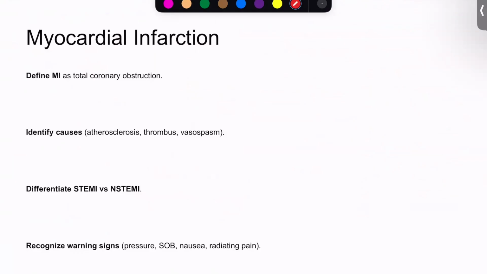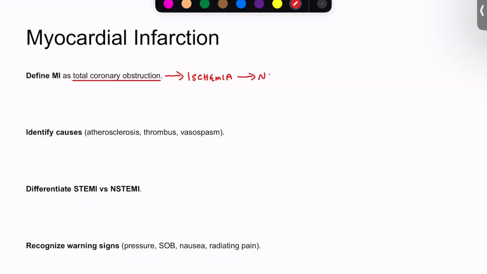So a myocardial infarction means the total obstruction of a coronary artery. And so when we have that total coronary obstruction, that leads to ischemia. So if, say, for example, we obstructed our left coronary artery, and so we have our LAD, or our left anterior descending, aka our widowmaker. Say that becomes clogged, then we have ischemia of the left ventricle.